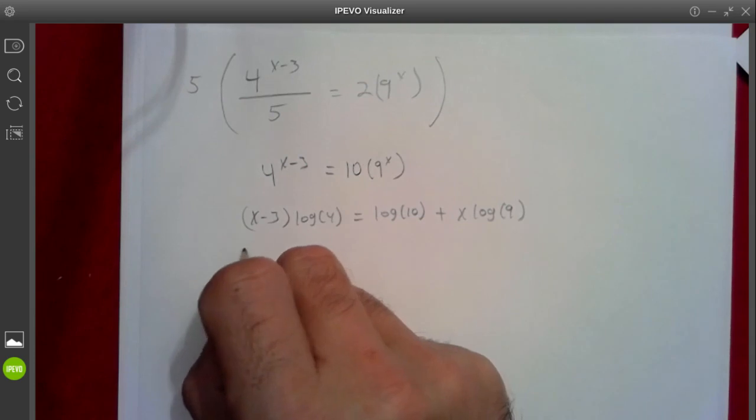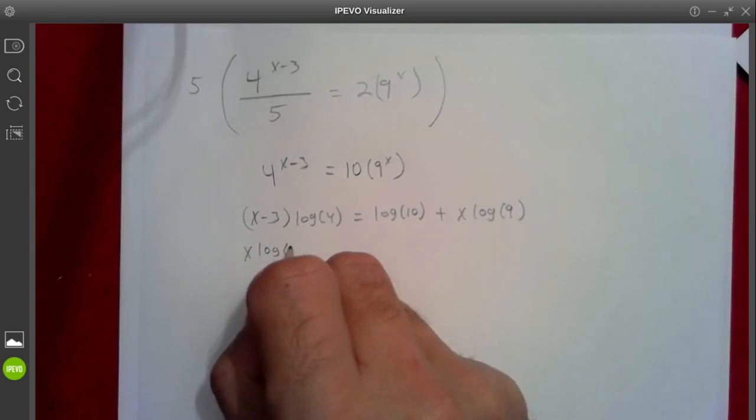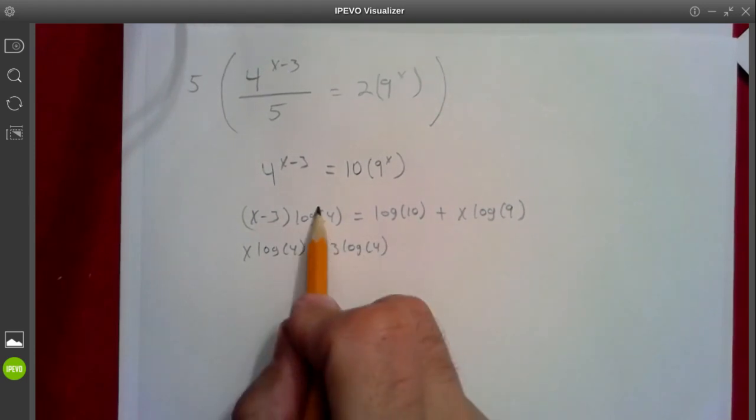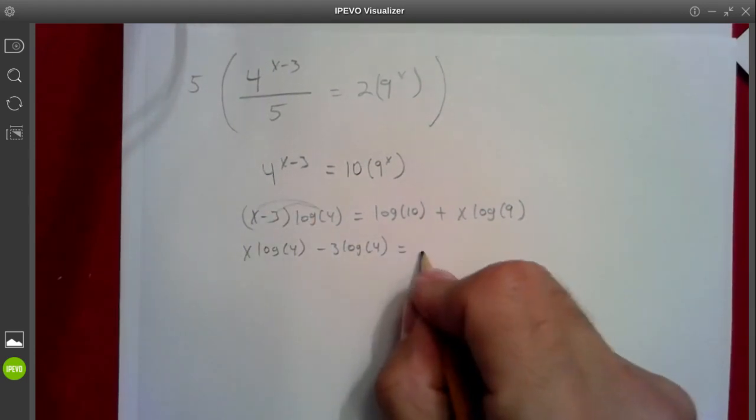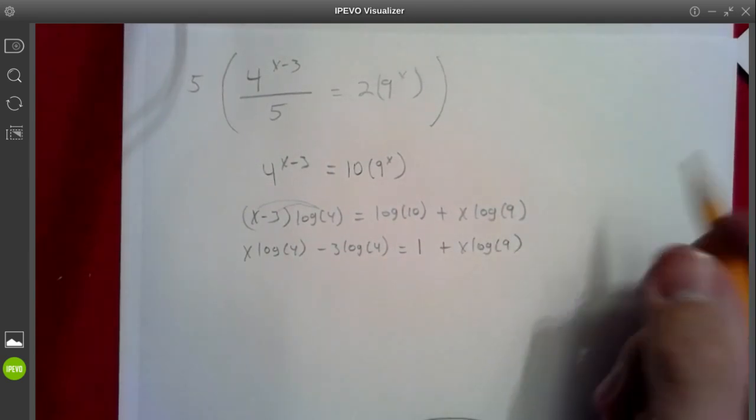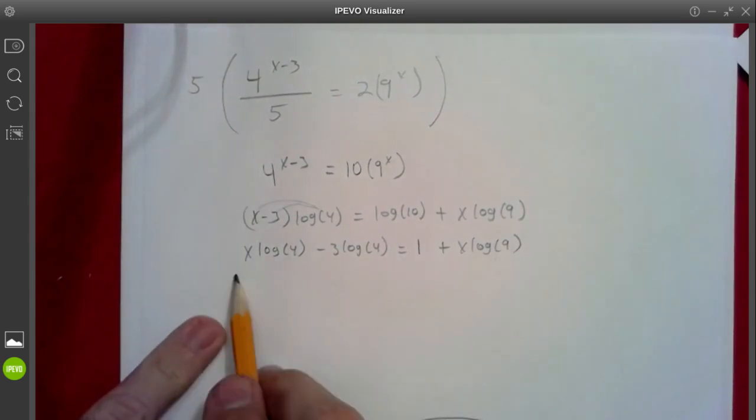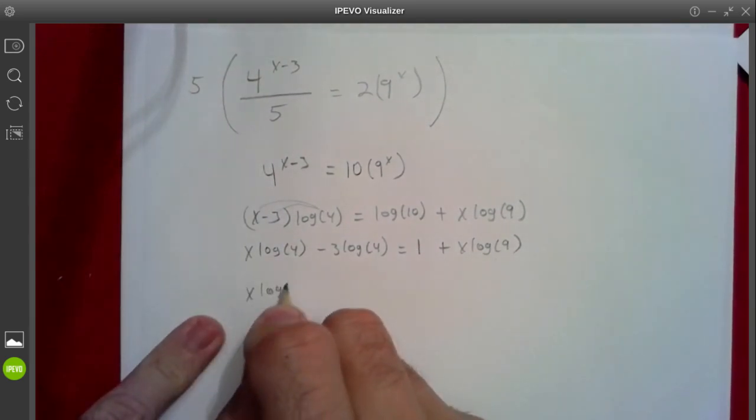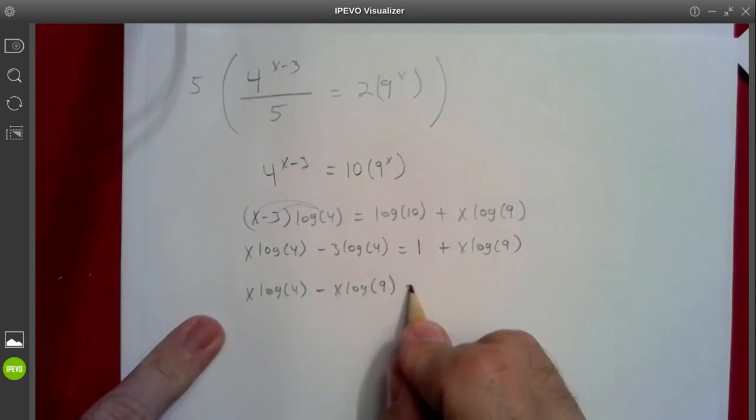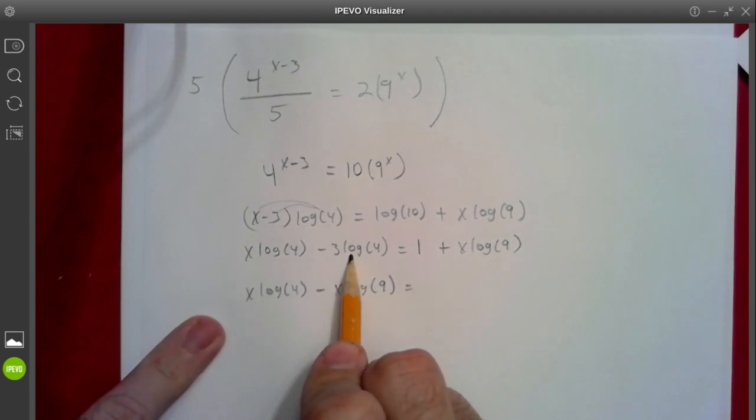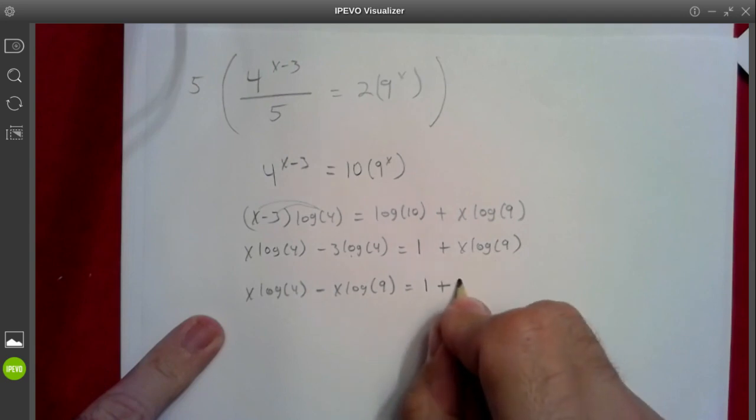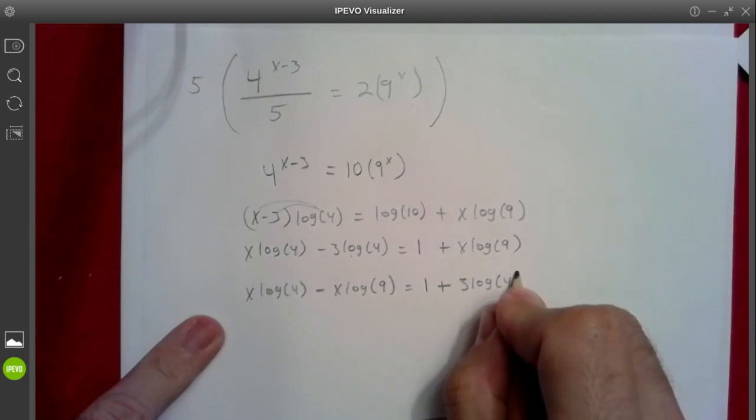I'll continue it here. x log 4 minus 3 log 4. I'm distributing there. Equals 1 plus x log 9. And then I would move this one to the left-hand side: x log 4 minus x log 9. And I would move this one to the right-hand side because it doesn't have an x. It would be 1 plus 3 log 4.